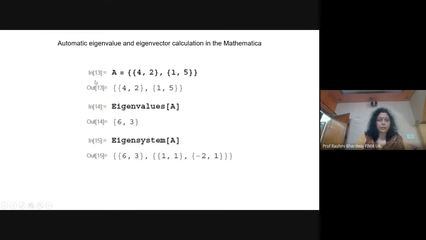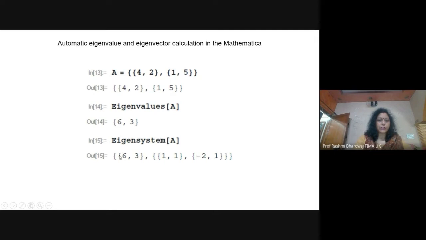This is the Mathematica program for this in one simple way. The matrix is 4 2 and 1 5. If you write this, it gives the eigenvalues, you simply write down eigenvalues and you get this solution. And with Eigensystem, you get the eigensystem of the values.